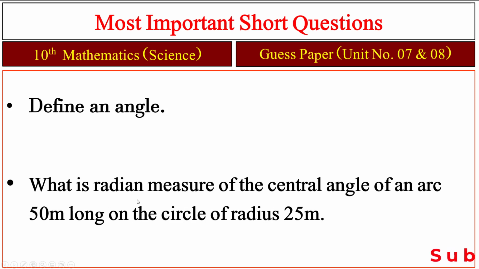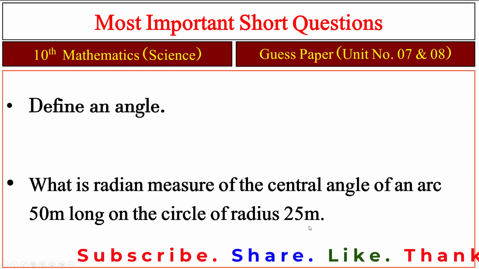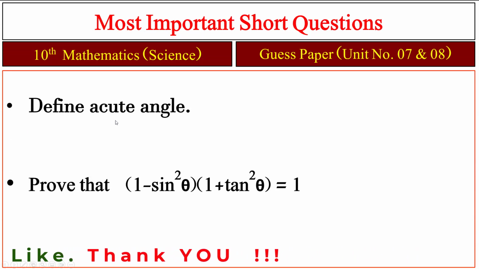What is the radian measure of the central angle of an arc 50 meters long on a circle having a radius of 25 meters? Next question is: define acute angle.